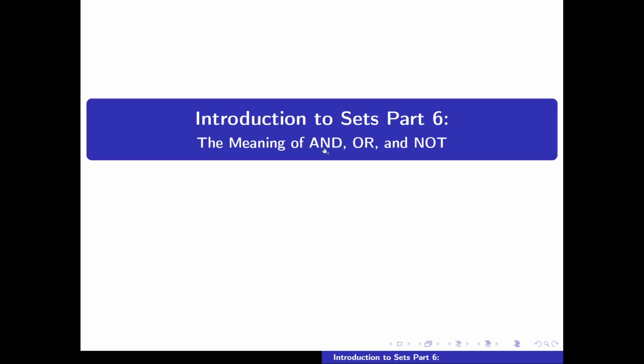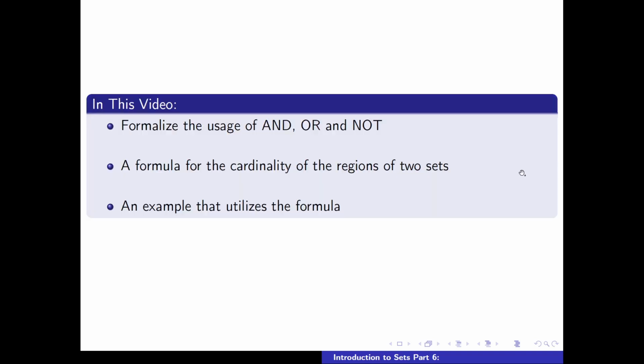So we want to be precise when we use the words and, or, and not. We want to be very careful because they do translate, or at least we commonly accept the usage of the words and, or, and not to translate, to formal mathematical concepts in regards to sets. So we're going to formalize the usage of and, or, and not in this video. We'll also produce a formula for the cardinality of the regions of two sets, and then we will see an example that uses this formula.